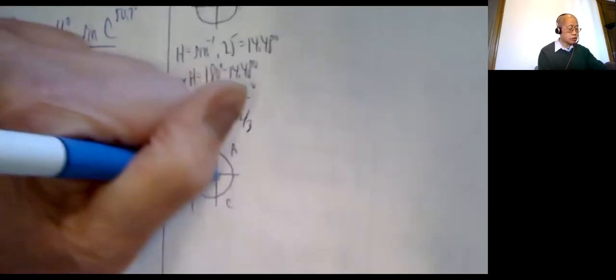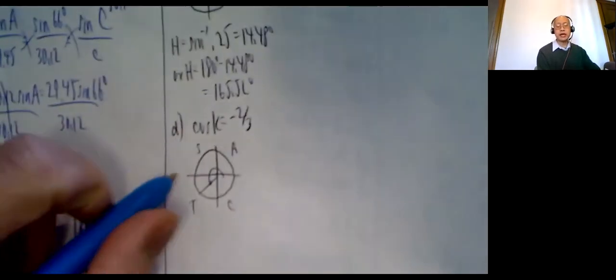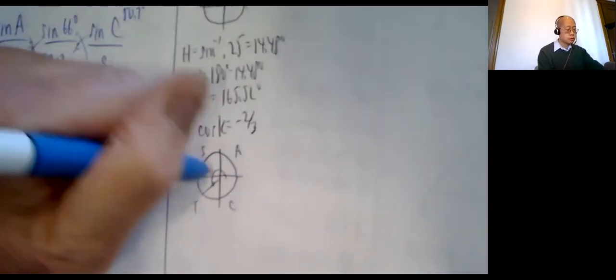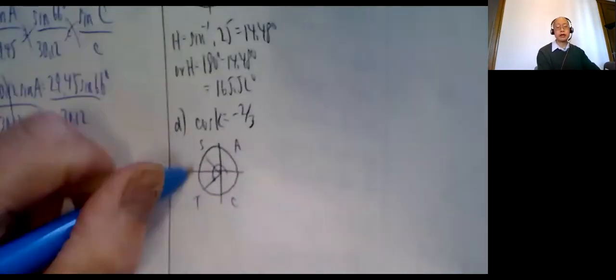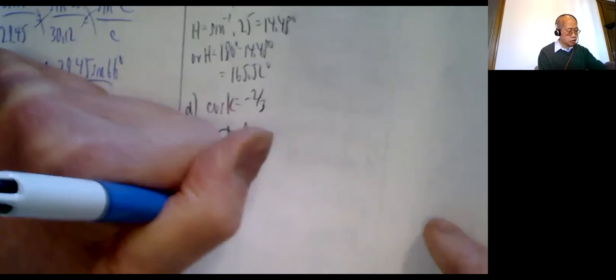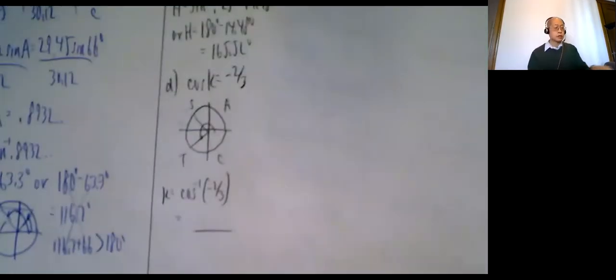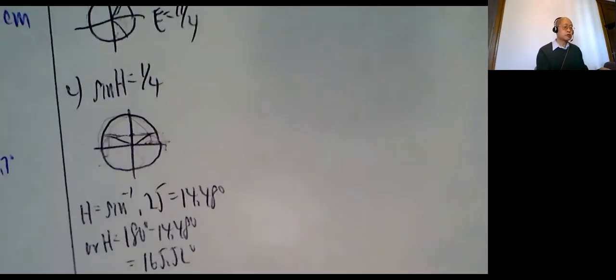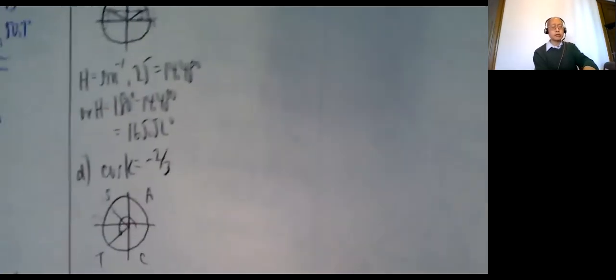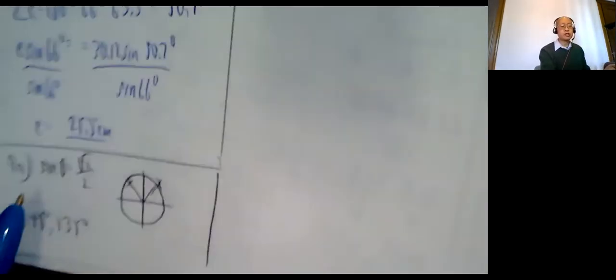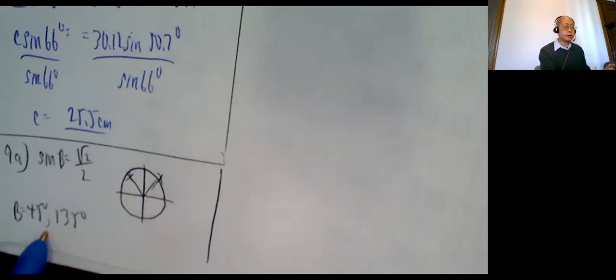But I can't have a third quadrant angle, because that's already past 180 degrees. You can't have any angle more than 180 degrees. So I must have just a second quadrant angle, and that's it. So K is inverse cosine of negative 2/3. There's only one such angle. So again, for inverse cosine, there's only one such angle. For sine and inverse sine, you might have two possible angles.